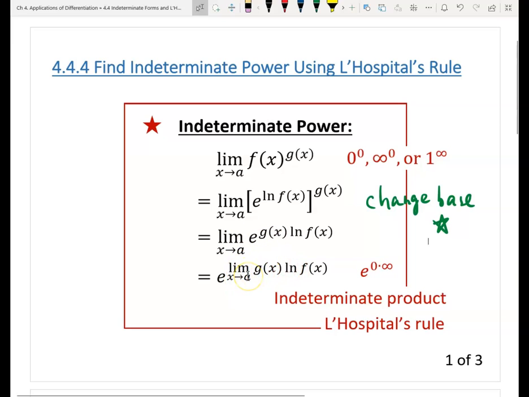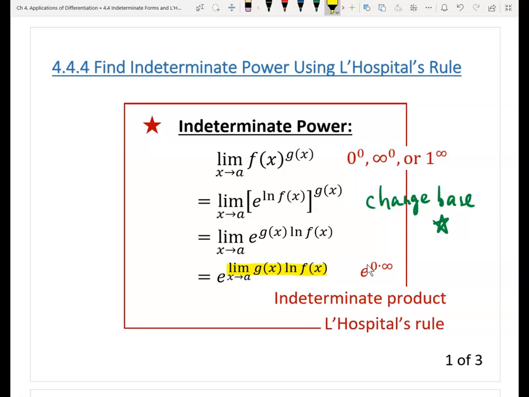Now you see what we get? We get 0 times infinity, or infinity times 0, which is an indeterminate product. We learned this in the last video. And what do we do now? We just change the product to a quotient, and then we can use L'Hopital's rule. Let me highlight this first. We come to here, and this time it is an indeterminate product. So if we go to here, everything is clear.